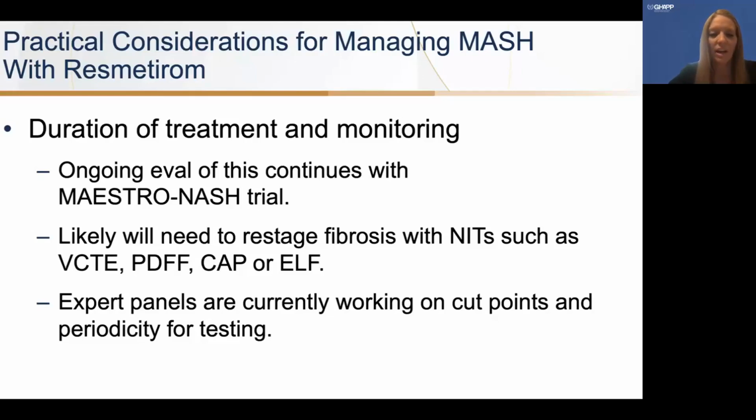So we could do this with the VCTE, which is vibration-controlled transient elastography, also known as the FibroScan, which gives a measure of not only the fibrosis score, but also the CAP, which is the controlled attenuation parameter, which shows a measure of hepatic steatosis. We could also consider using the MRI-PDFF, which measures fibrosis, or the ELF score, Enhanced Liver Fibrosis Score, which is a serum biomarker, which helps characterize the degree of fibrosis. So expert panels are continuing to work on these cut points and how often we need to do testing.